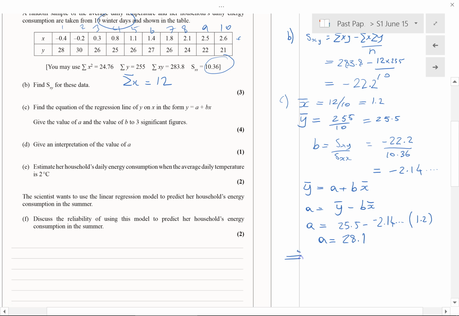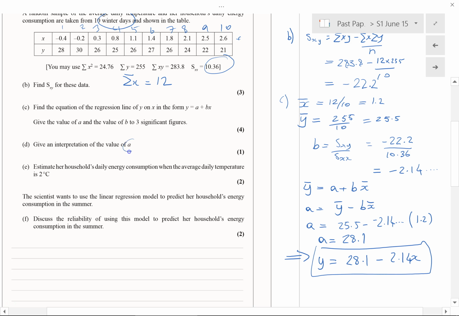So let's write our regression line through there. So y equals 28.1 minus 2.14 times x. Okay, so that's our regression line, and that's our answer to part C.